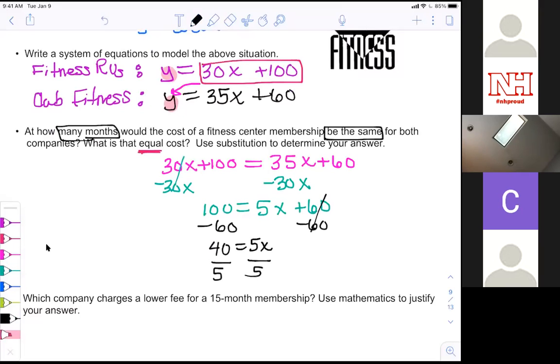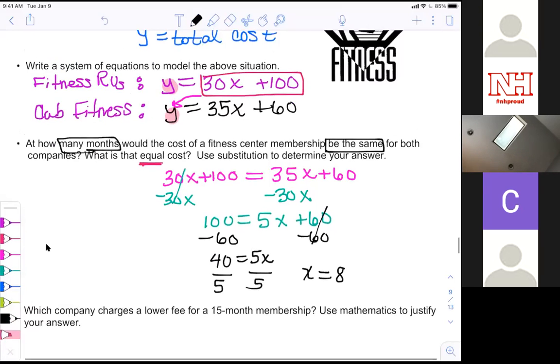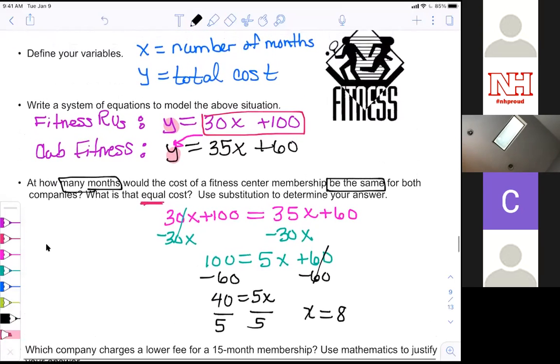What is 40 divided by 5, Haley? 8. Nice. So that's x. Now I have x by setting them equal to each other. If I go back up to see what that represents, x is the number of months. And that's what the question is asking for. How many months would the cost be the same? Well, the cost is going to be the same at 8 months.